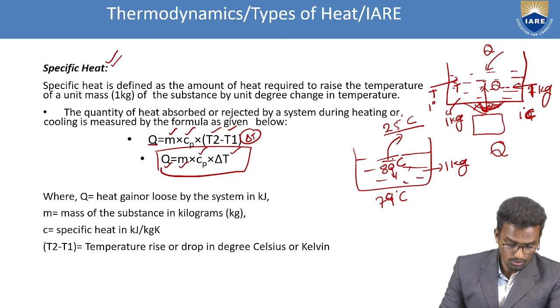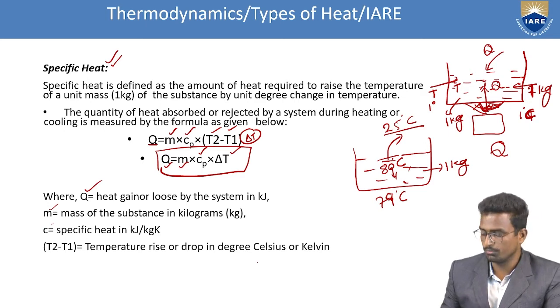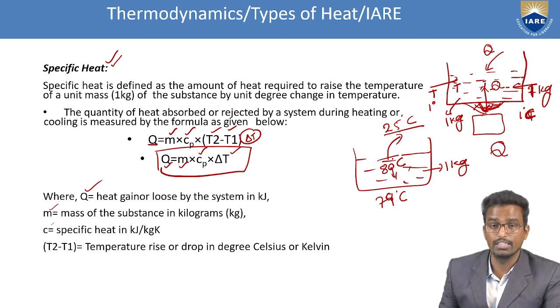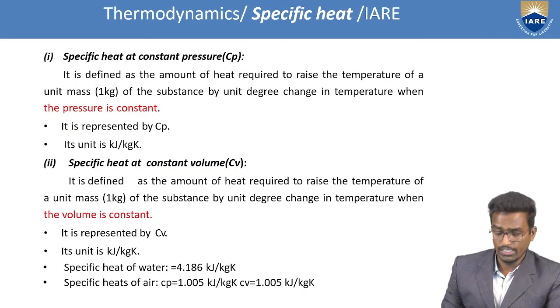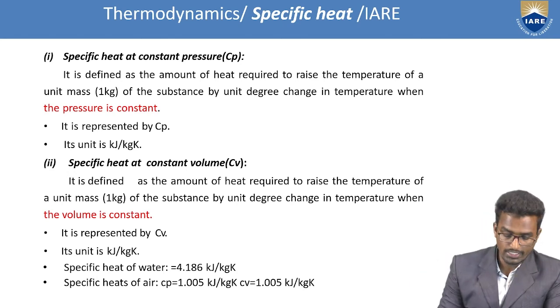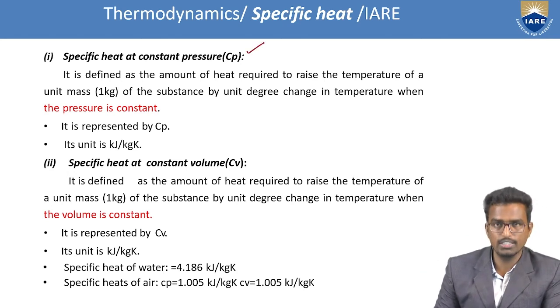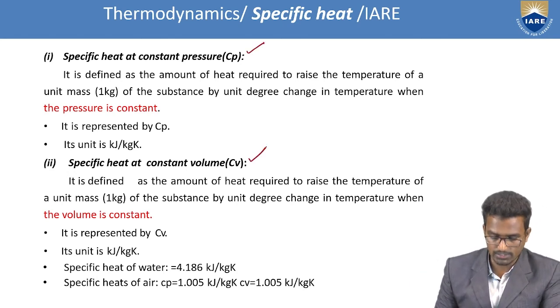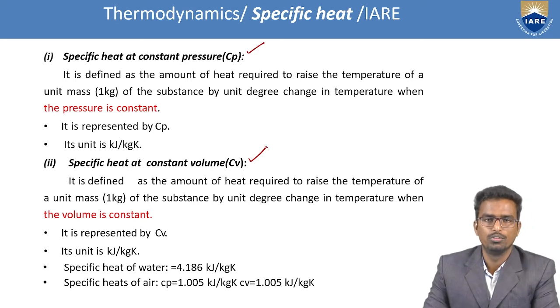So here Q is the heat gained or lost, M is the mass of the substance, C is the specific heat, and T2 minus T1 is the difference in temperature, either in centigrade or in kelvins. Right? In specific heat, we have two classifications. One is specific heat at constant pressure. The other one is specific heat at constant volume.